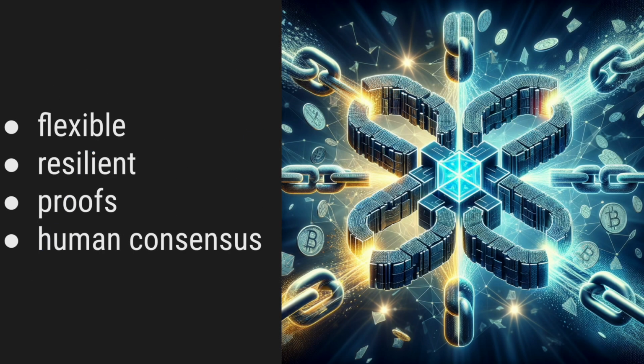To create artificial intelligence, we are looking at the best patterns from the human brain. But AI needs a body that is flexible and resilient to the changes in context, while being able to preserve provable truth and human consensus. And this could be a technology like the blockchain.